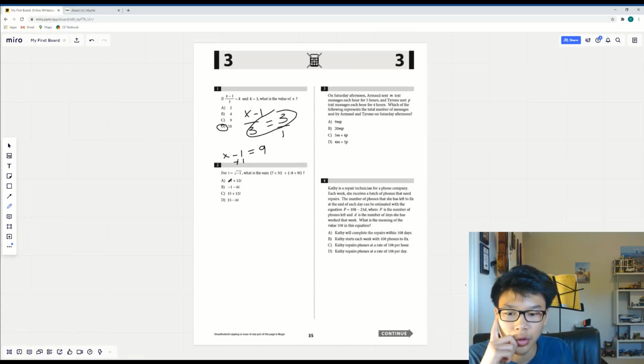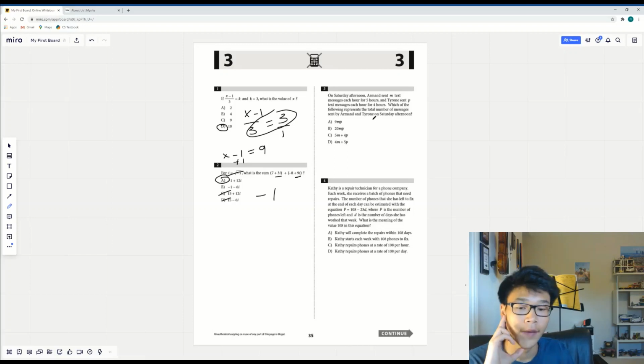Number 2, cool. So for i equals square root of -1, what's the sum? I don't think this is very relevant. It's also in terms of i, so we're just going to add these two. So 7 plus -8, that's -1. Cancel off C and D. 3i plus 9i, that's just 12i, which is A.